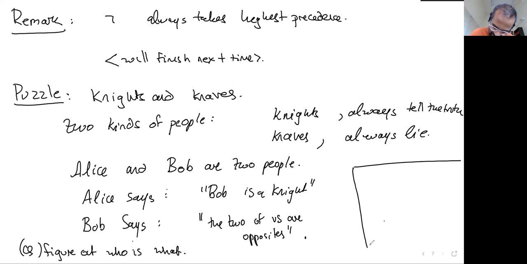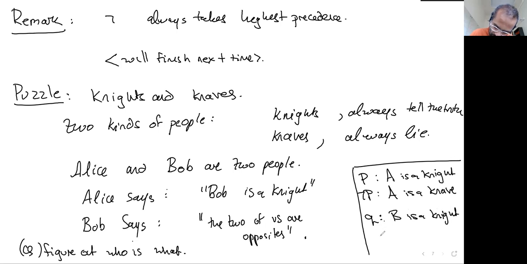Let's make two propositions. P is the proposition that Alice is a knight. Not P is the proposition that Alice is a knave. Q is the proposition that Bob is a knight. And not Q is the same thing, except Bob is a knave. These are propositions. They're either true or false. We don't know yet which one, but it's one or the other, because there are only two kinds of people. And now let's write down what we know about the situation in the language of propositional logic.